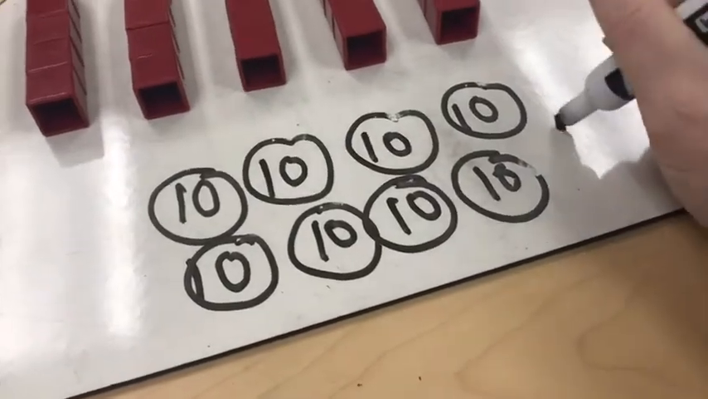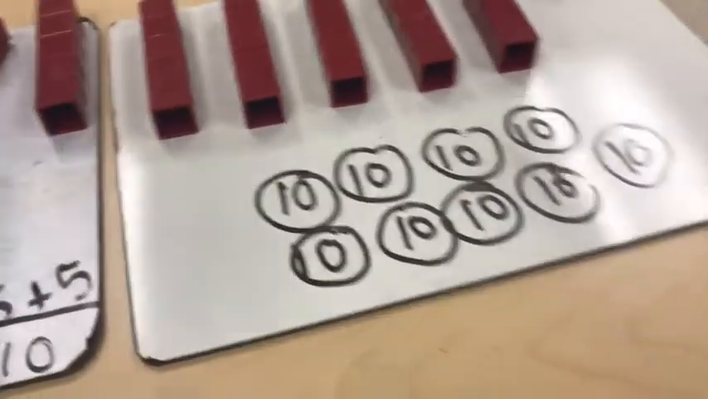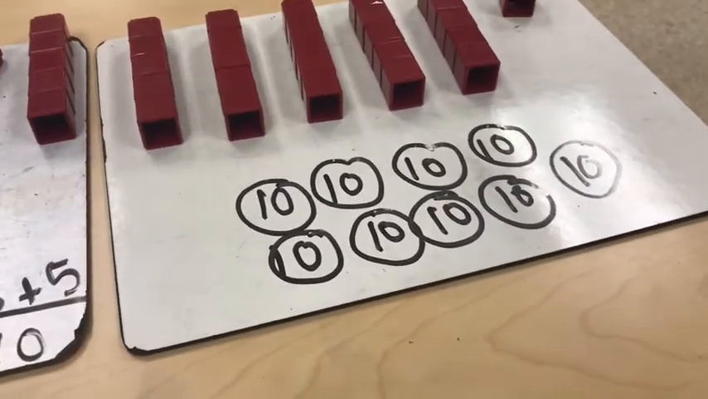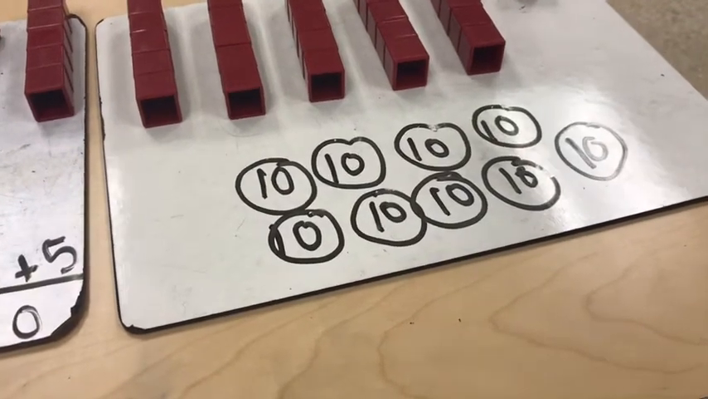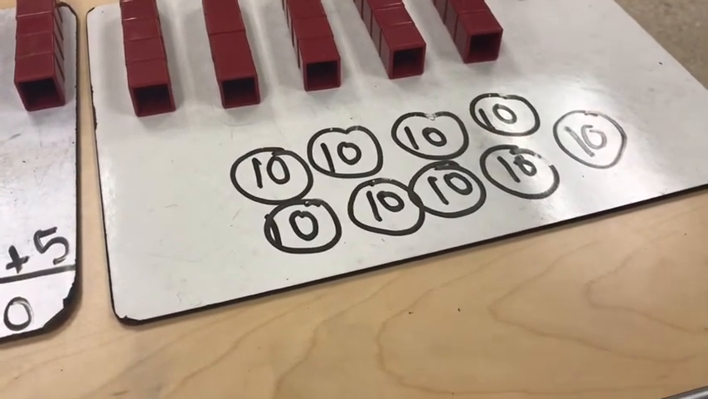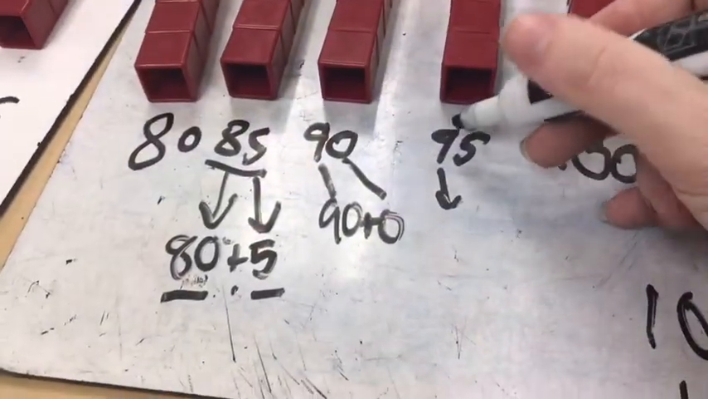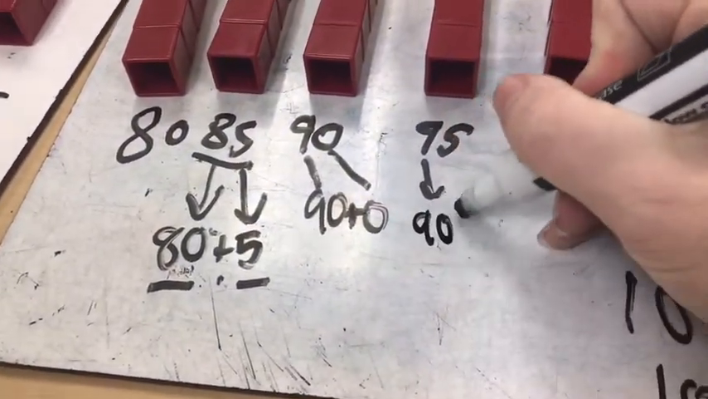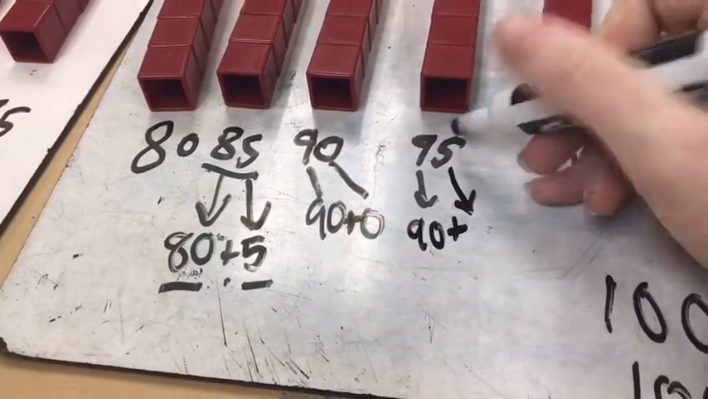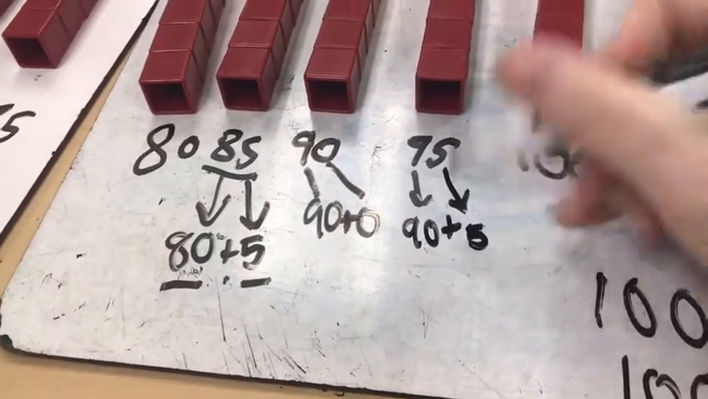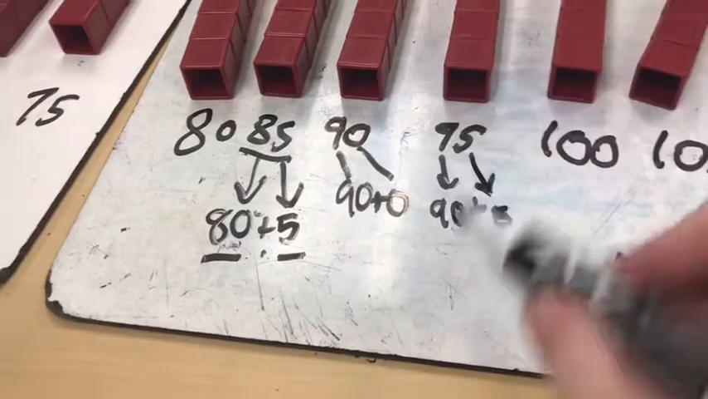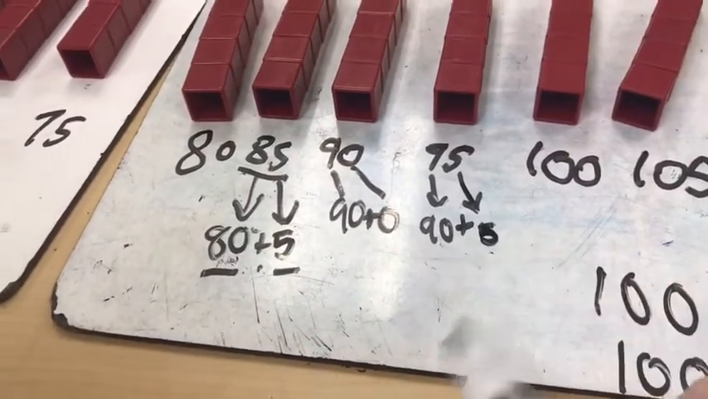So I had 8 tens here. I need 9 tens. What would that be? 9 tens would be 90. So the value of 9 tens is 90. Plus, what is the value of this digit? 5. So when I say the number 95, that means 90 and 5, right? Mm-hmm.